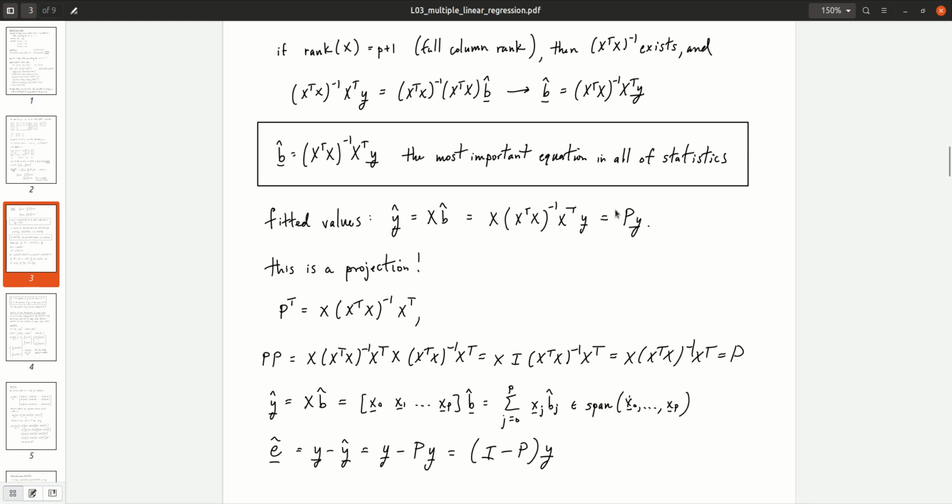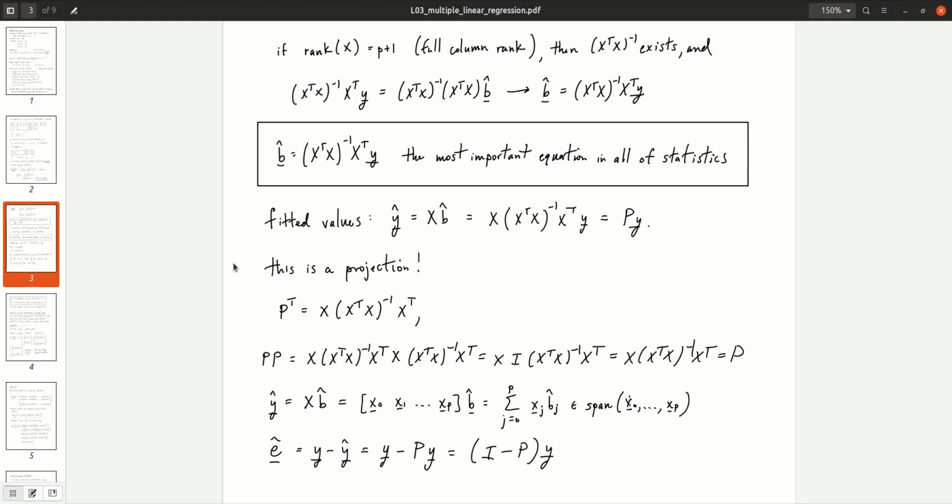This is how you get the fitted values. You multiply P times y. It turns out that P is a projection, and it's the projection that we care about. It's a projection of the data vector y onto the column space of the design matrix X. So let's see why that's true.